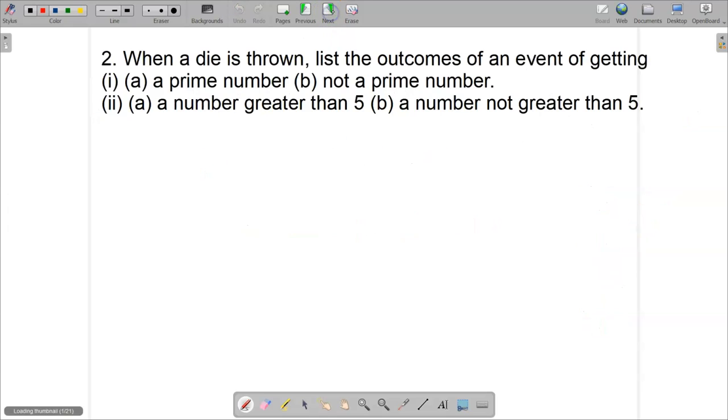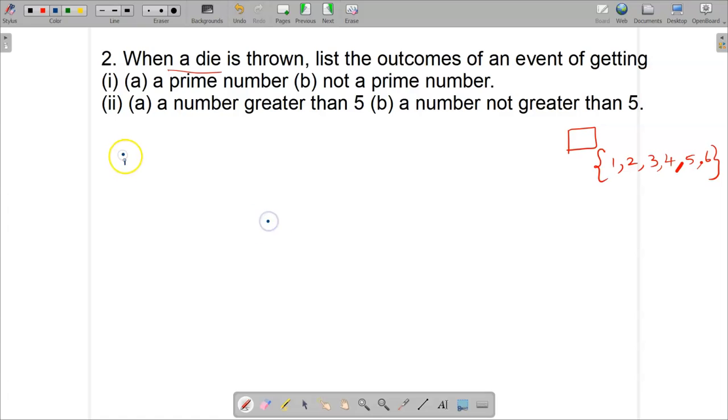Then the second problem: when a die is thrown, list the outcomes of an event of getting a prime number, not a prime number, a number greater than 5, a number not greater than 5. First of all, a die is thrown. Whenever a die is thrown, I can get 1, 2, 3, 4, 5, 6 as the outcomes. These are all the possibilities when a die is thrown.